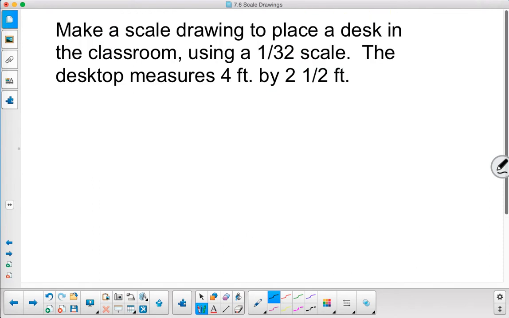Okay, it'd be a good idea for you to stop the video, try this problem, and then see if you did it right. Looks like I do have feet in there. So one thing you're going to want to do is convert the 4 feet and the 2.5 feet into how many inches they are, and then use the inches in your cross product calculation. Okay, so pause me, give it some work, and then turn this back on.